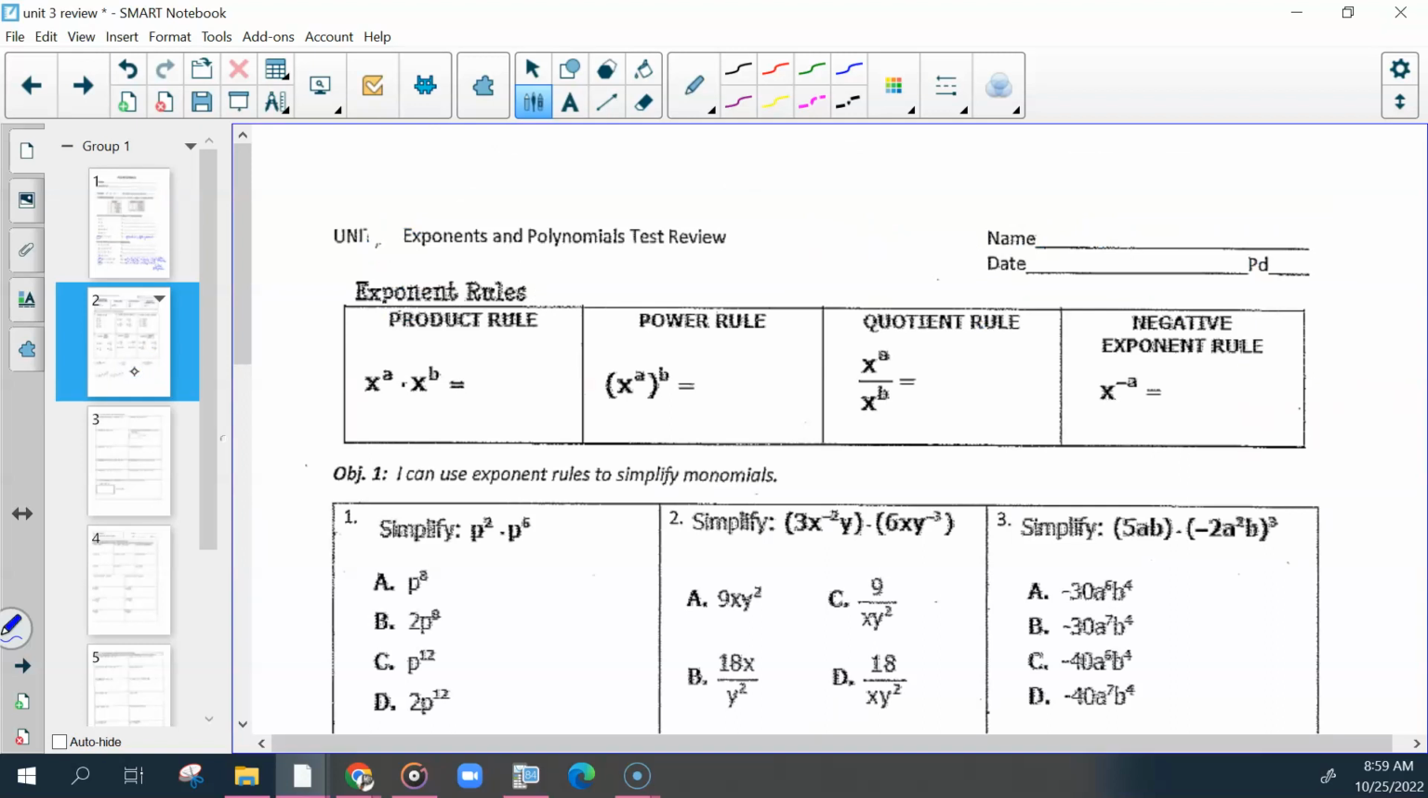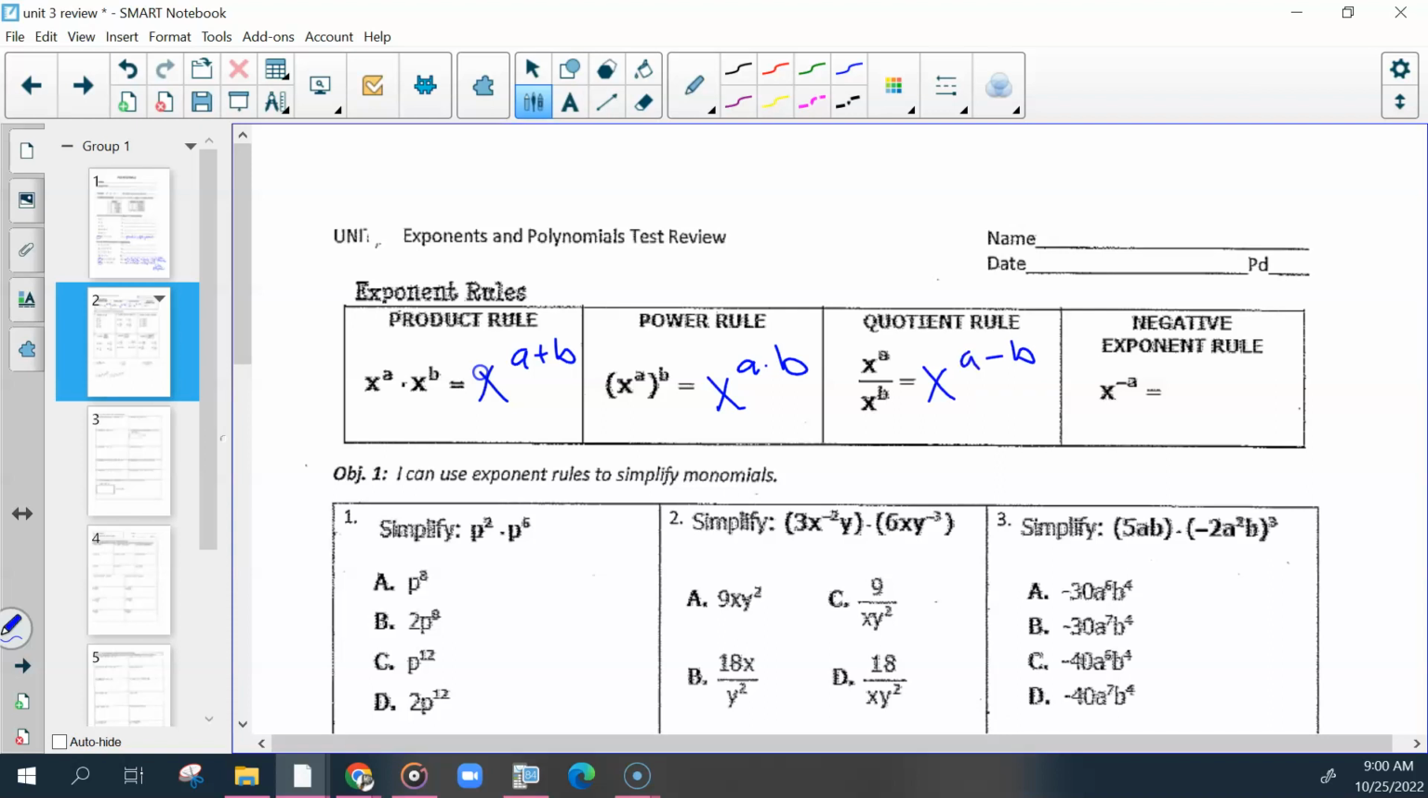Let's refresh our rules really fast, and then we'll go over any questions you want. If we are multiplying like bases together, what do we do with the exponents? Add. So x to the a plus b is how we wrote that. If we are raising an exponent to another exponent, we multiply, so that would be x to the a times b. If we are dividing like bases, we subtract, so that would be x to the a minus b.